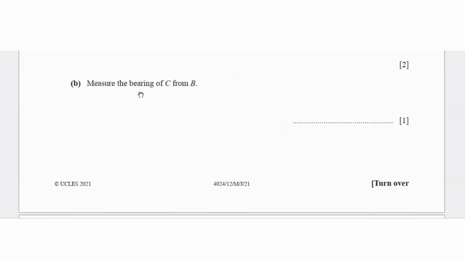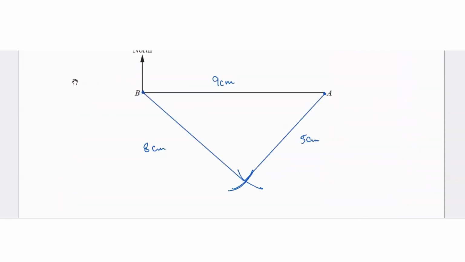Then it says measure the bearing of C from B. So to measure the bearing of C from B, this is your point C. This is B, so this is your bearing. What we will do is use a protractor. We'll put it over here and measure this angle, the colored angle, and that would give you the bearing. It's going to be something greater than 90 degrees, obviously.